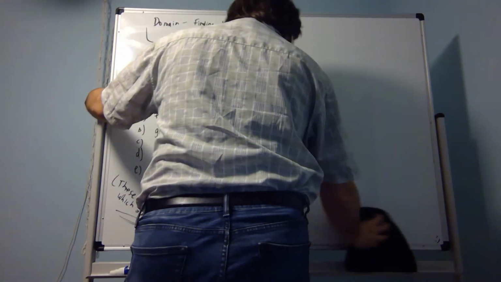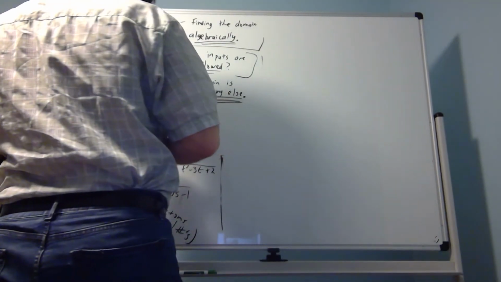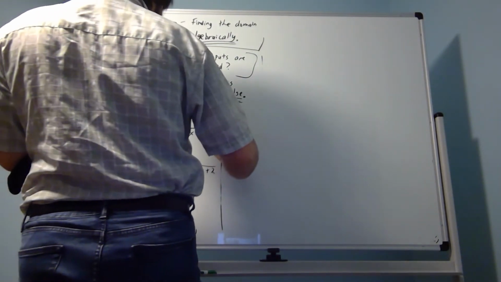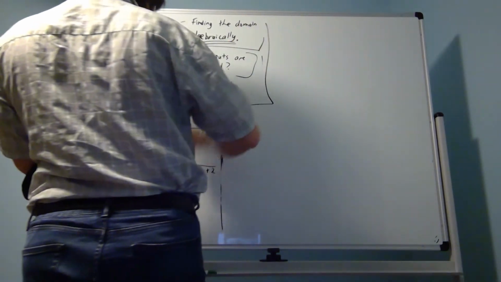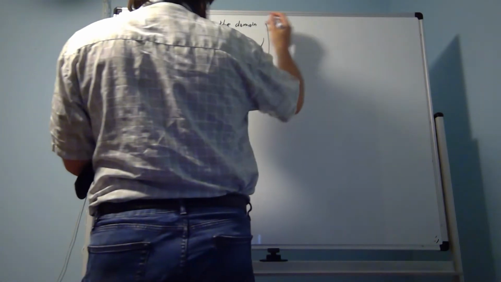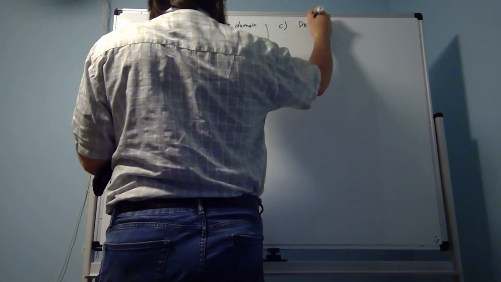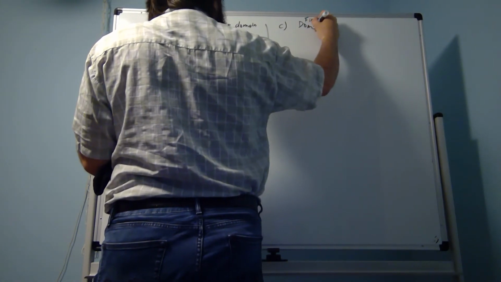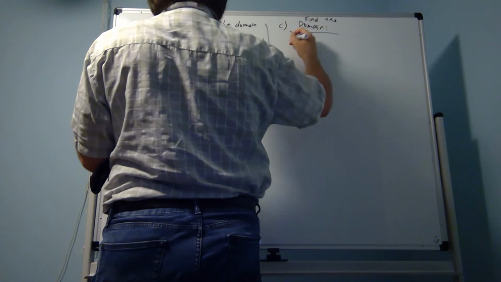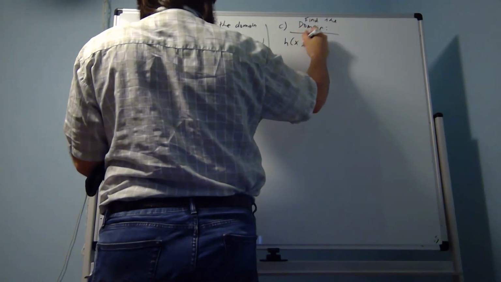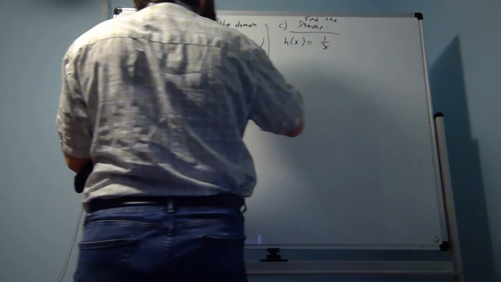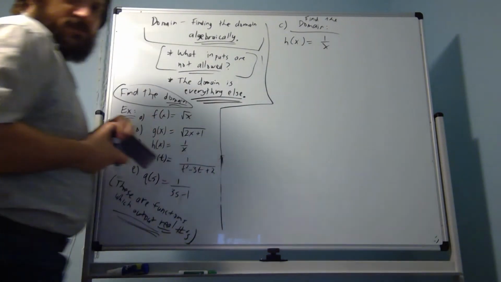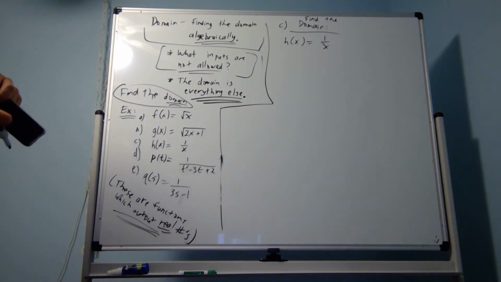So we get to practice a little bit more of our interval notation here. We're going to see something maybe we haven't seen in a while. Let's do C. Find the domain: h of x is equal to 1 over x. Okay, so we're just taking the number 1 and we're trying to divide by x.